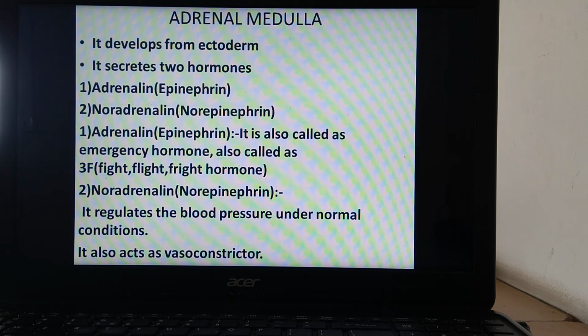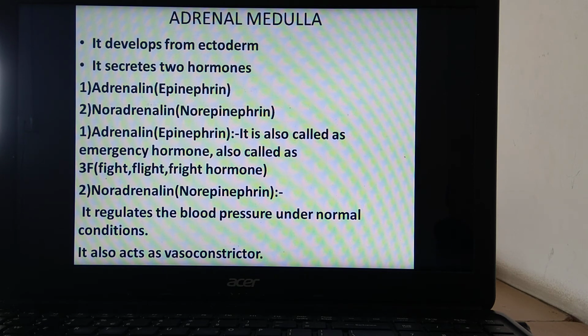What is the meaning of ectoderm? Ectoderm is the outermost germ layer. What is the function of the adrenal medulla? The adrenal medulla secretes two hormones. The first one is called adrenaline and the second one is called noradrenaline.